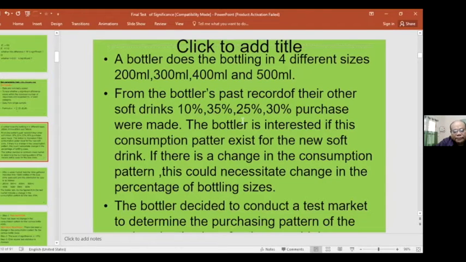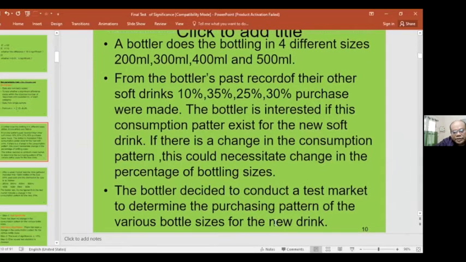Let me repeat once again. This bottler uses 200 ml, 300 ml, 400 ml bottles for selling their soft drink. Now, a new soft drink has been introduced, and he wants to see whether the same pattern of consumption will be followed, the way 10% for 200 ml, 30% for 300 ml. The bottler decided to conduct a test market to determine the purchasing patterns of the new soft drink for various bottle sizes.